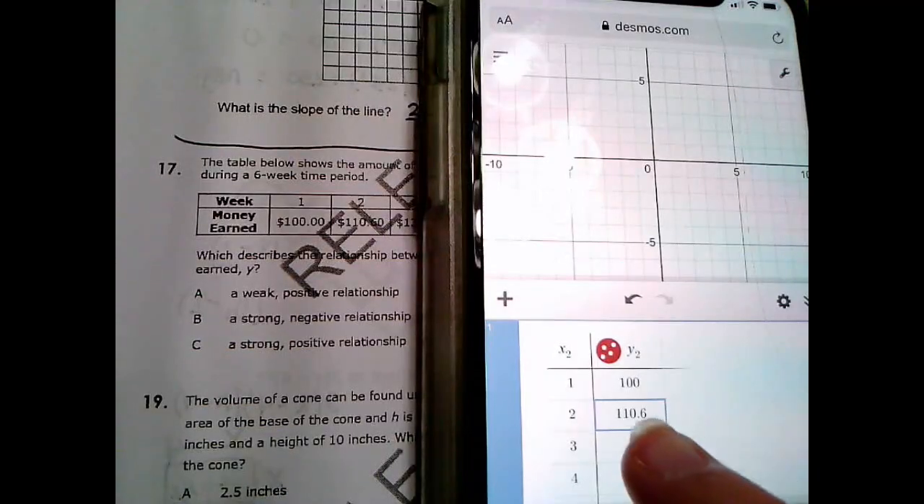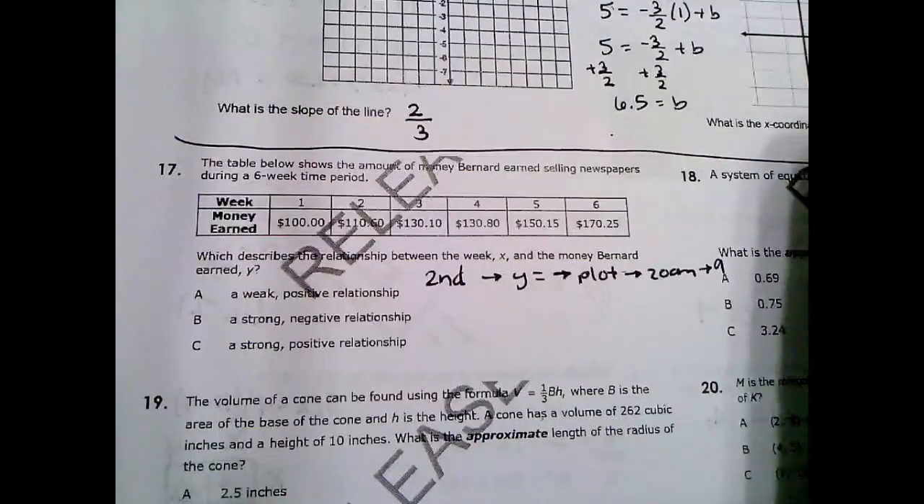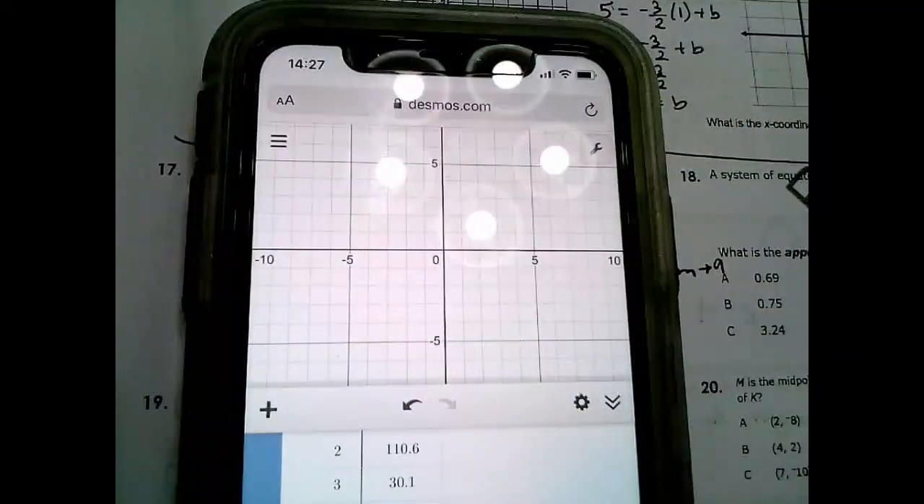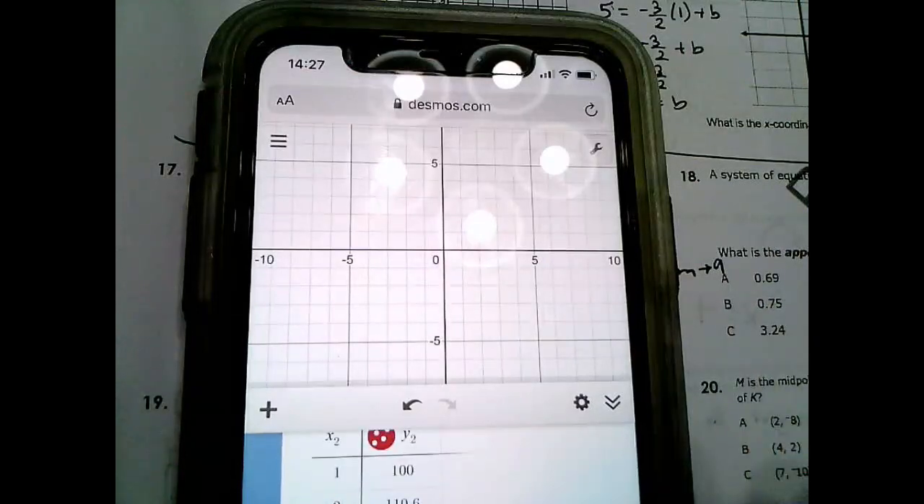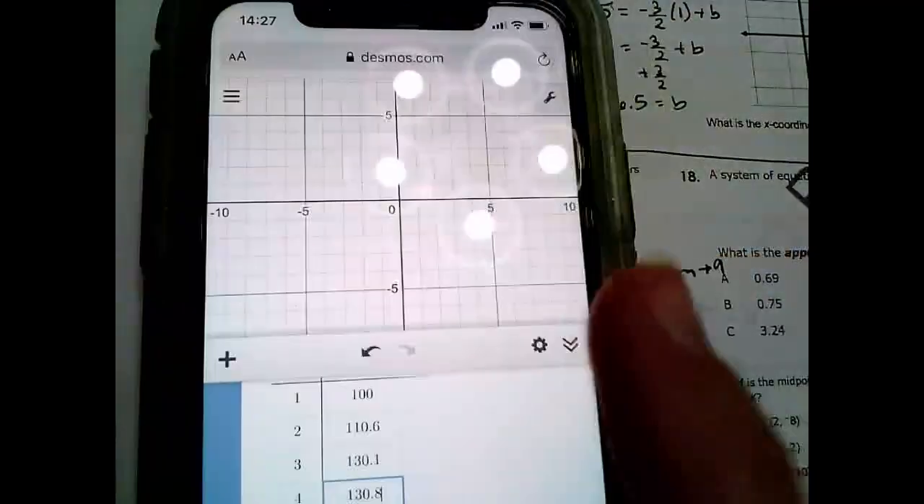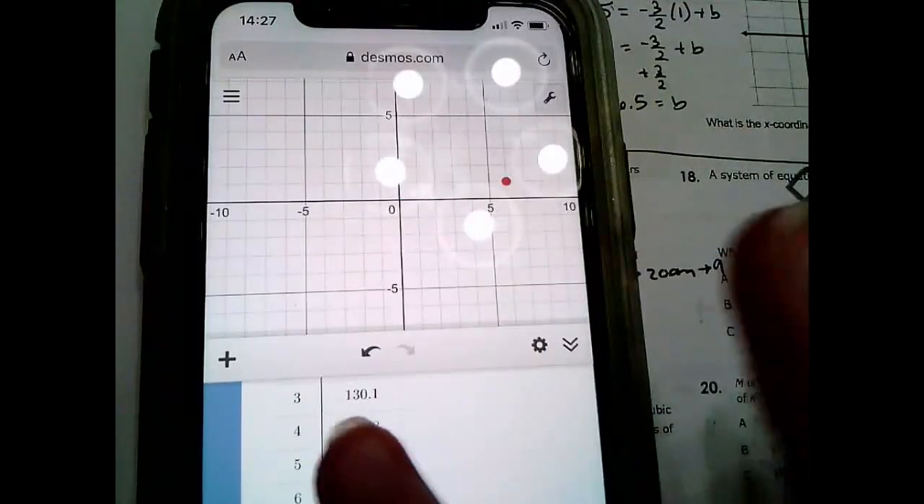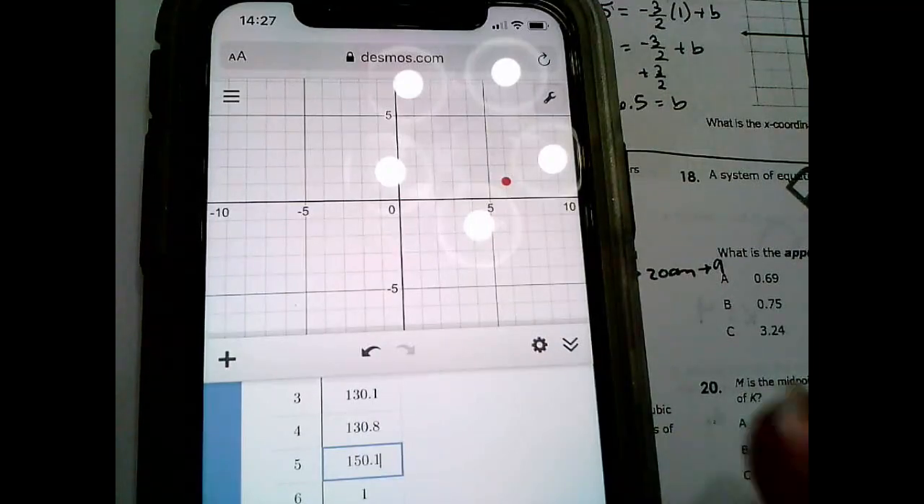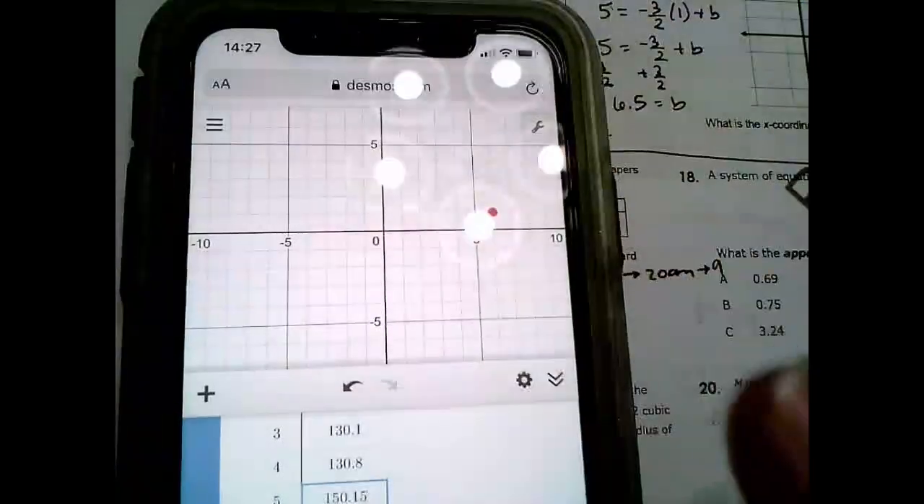So 100, 110.6. Week 3 is 130.1. Week 4 is 130.8. It's really hard to do on your phone. 130.8. Week 5 is 150.15. And week 6 is 170.25.